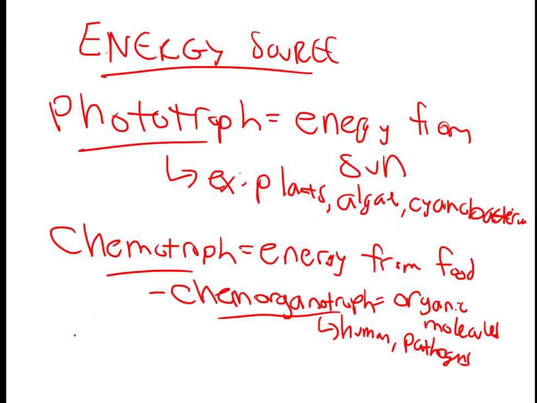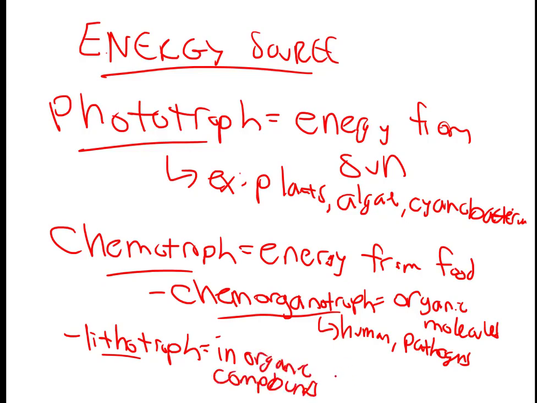The second category is a chemolithotroph, or you may see them just called lithotrophs. So a lithotroph gets its energy from eating inorganic compounds. So for example, there are some bacteria out there that actually can eat or breathe metals. There's some bacteria out there that may eat some sulfur-containing compounds. So these organisms are eating inorganic things that don't contain only carbon or hydrogen.